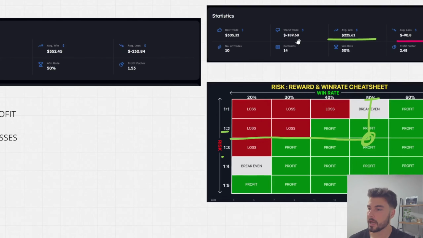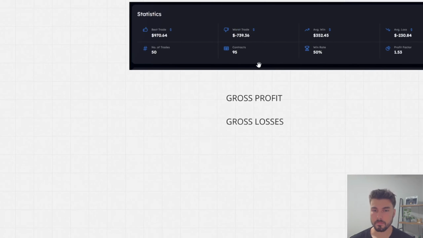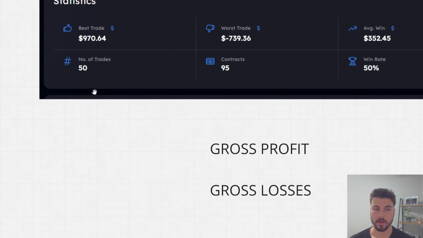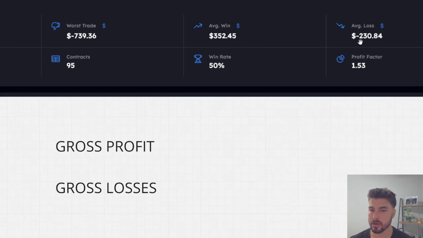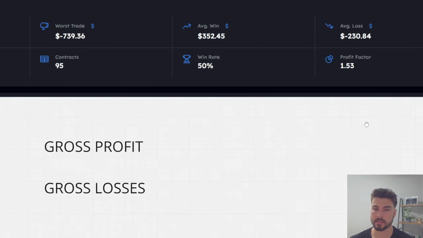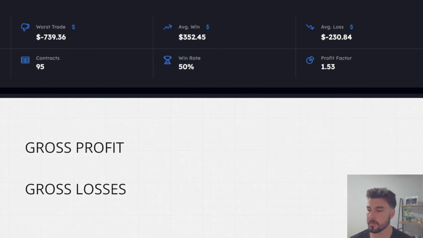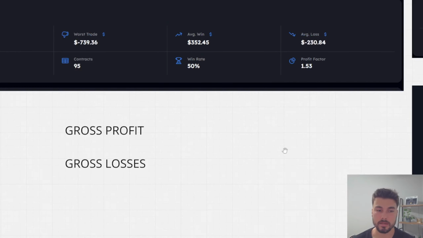But that's just one account. What about this account here? This account here has 50 trades, way more trades, larger sample size here. We've got the average win and then the average loss. We've got a profit factor of, let's just say, 1.5, and then the risk to reward being 1.5 as well, right? So ultimately similar numbers.